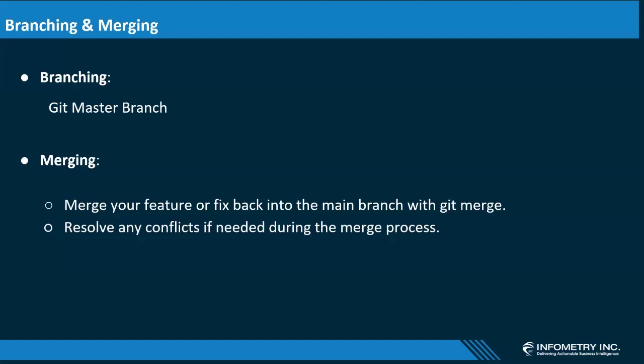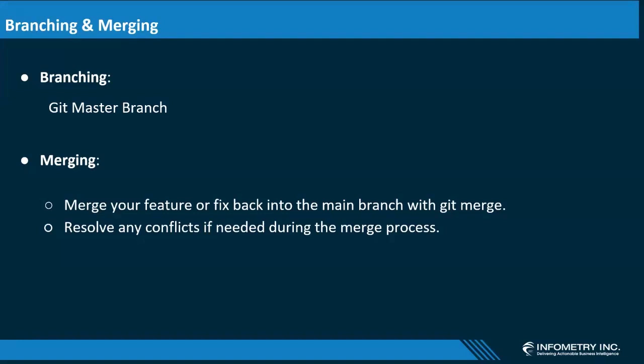Merging in Git. Once you have finished working on your feature or bug fix in a separate branch, you will want to merge that branch back into the main branch or another branch. This is where the git merge command comes in. Merging brings changes from one branch into another. You will typically merge your feature or fix back into the main branch or master.